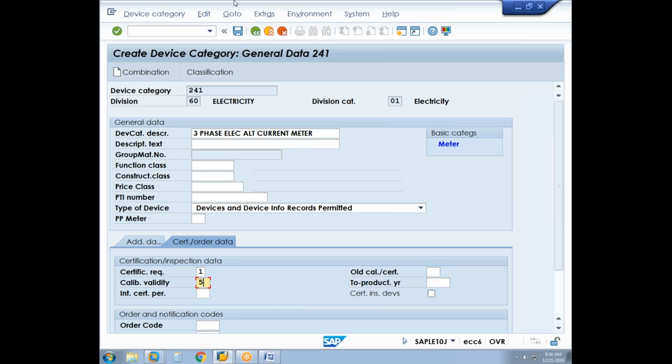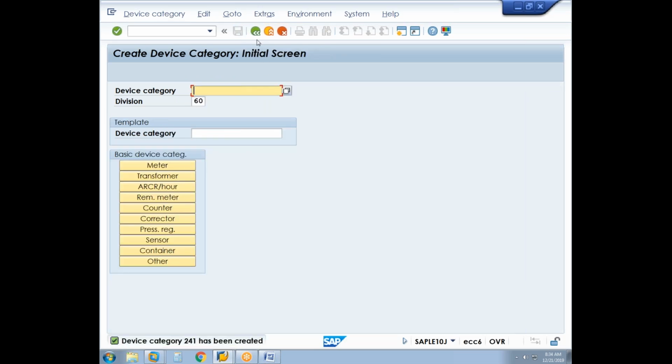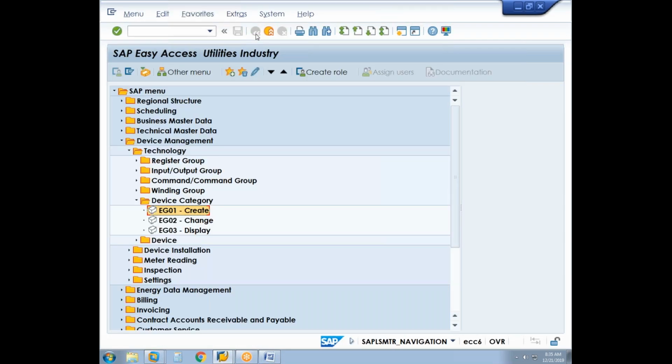So now we have created this particular device category. Once a device category is ready, we can create a device. Now how will you create a device? It is basically giving a serial number. That means you are creating a device. And how is the device created? It is given a serial number. Simultaneously, it is also created as the equipment.